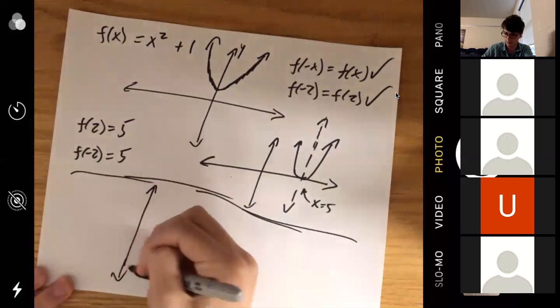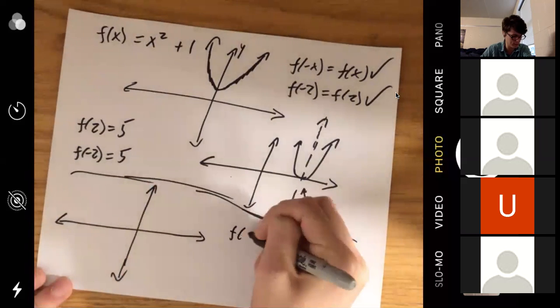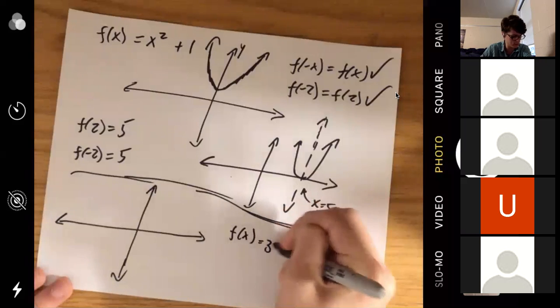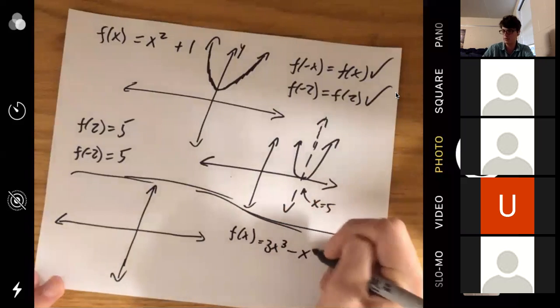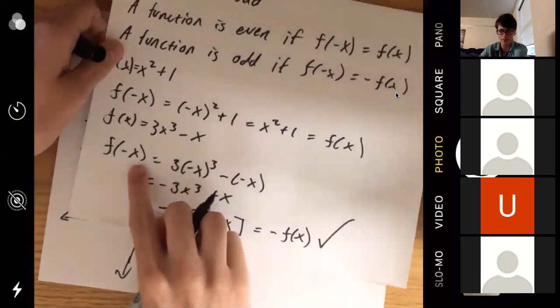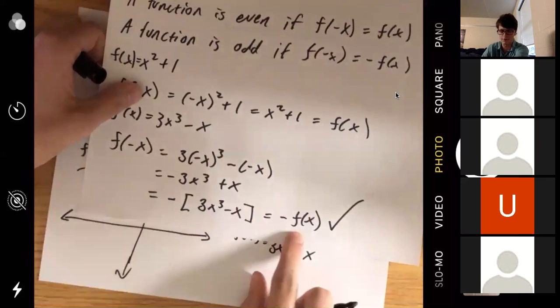So I'm going to do my time, and I'm going to consider this function that I had already considered. f of x equals 3x cubed minus x. This is the one that I proved was odd. I proved that it was odd because I replaced x by minus x, and then I applied these functions, and I showed that I got minus f of x out of it.